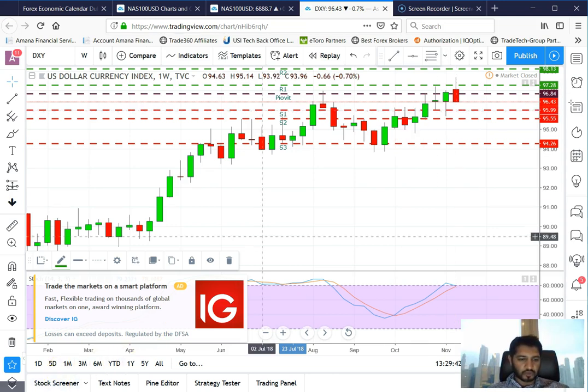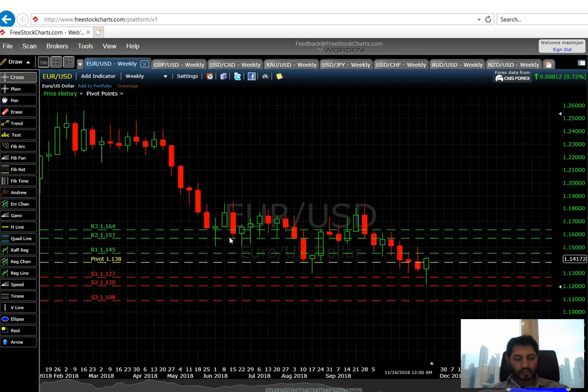Moving on to the Euro USD for this week, as you can see, as the dollar is dropping, the Euro USD pair is going higher. We can see the pivot is at 1.138, and it's approaching resistance at 1.145. And I'm quite sure that, as the dollar index is falling, I will see a rise, a bullish momentum, in the Euro USD.